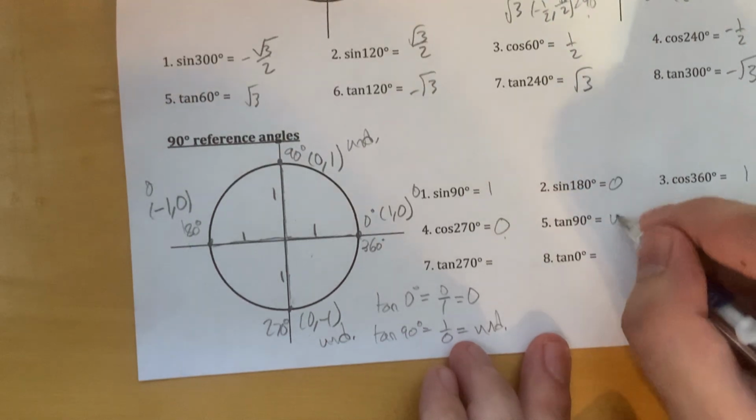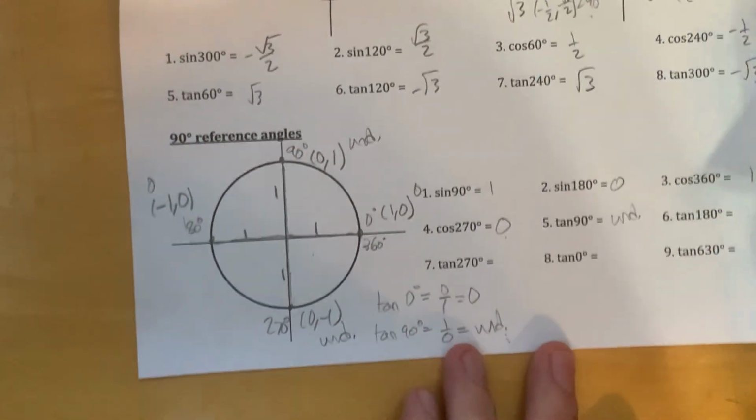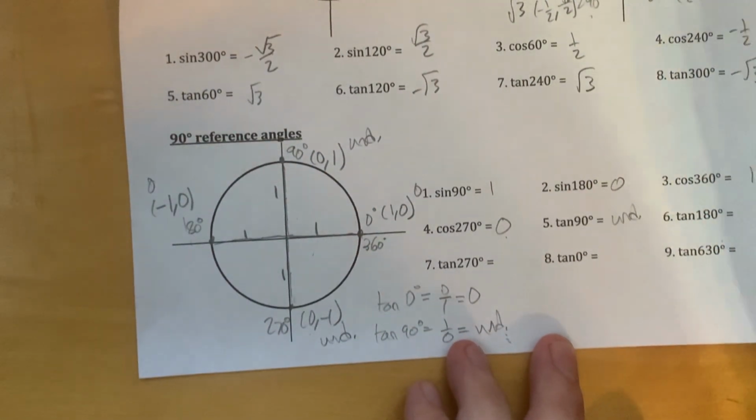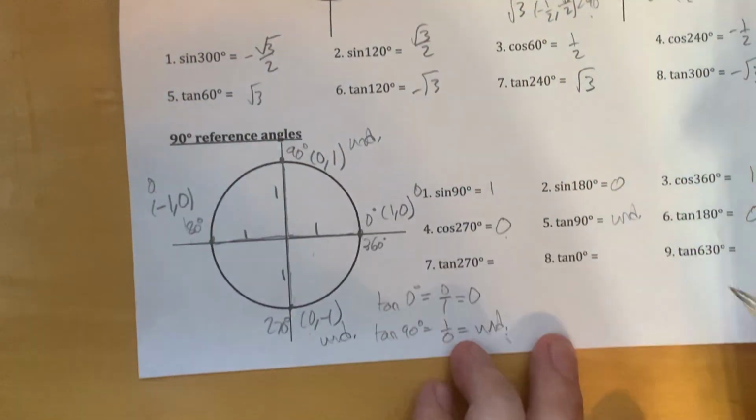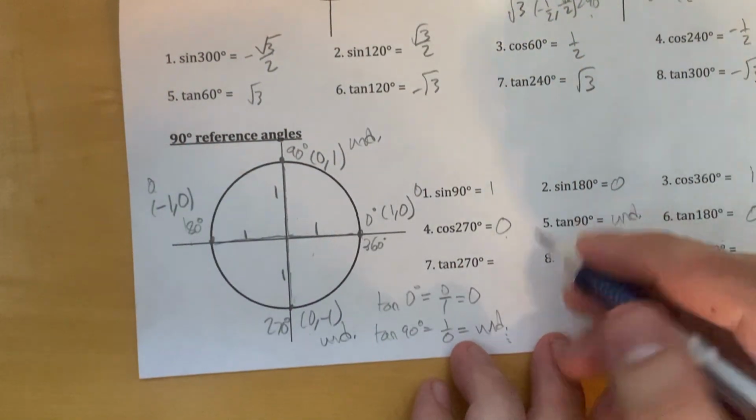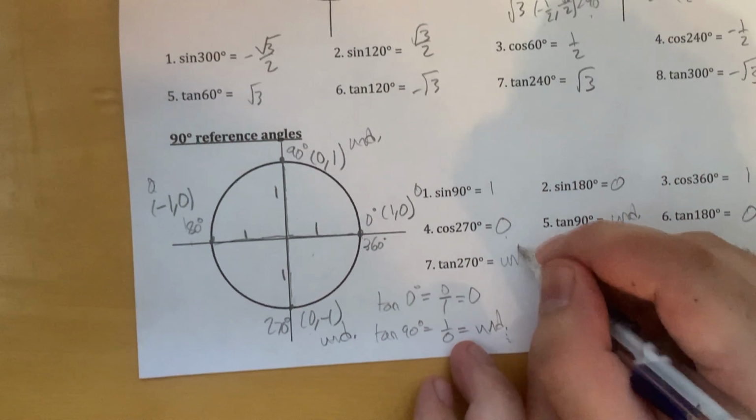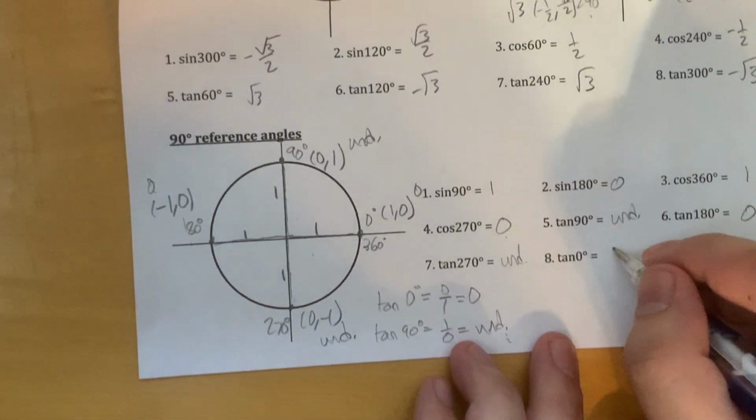Tangent of 90, undefined. We already did it down here. What about tangent of 180? 0, right? We already did it. Tangent of 270, undefined. And then tangent of 0, 0.